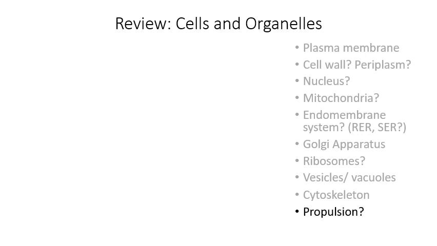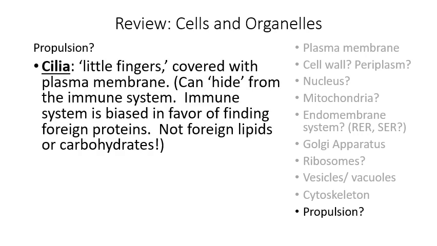Propulsion. How do cells move around? Not every cell moves around, obviously, but some of them do. Now there are some cells that are independent cells, particularly protists, protozoa, that are covered on the outside with little finger-like projections called cilia. Cilium is singular, cilia is plural. And the cilia are below the plasma membrane. So you have cilia with plasma membrane on the outside.